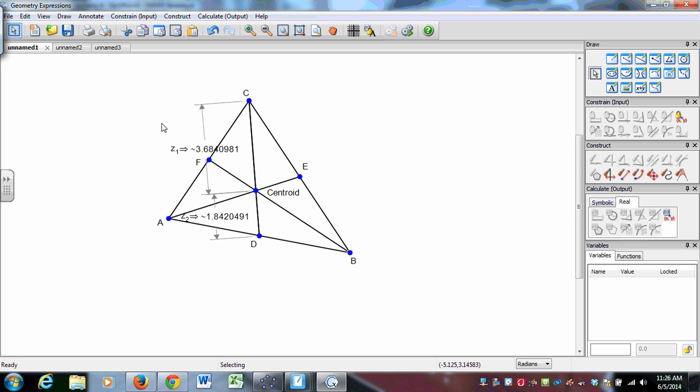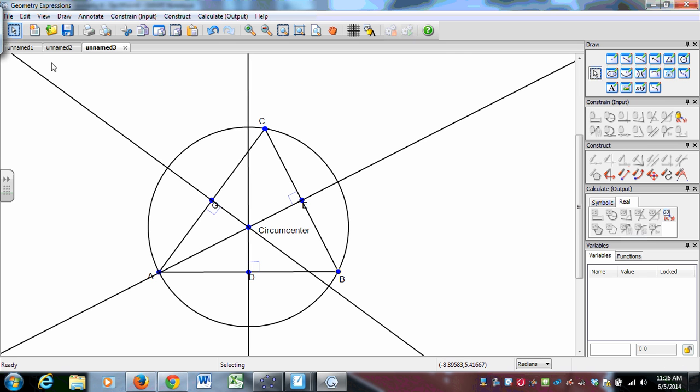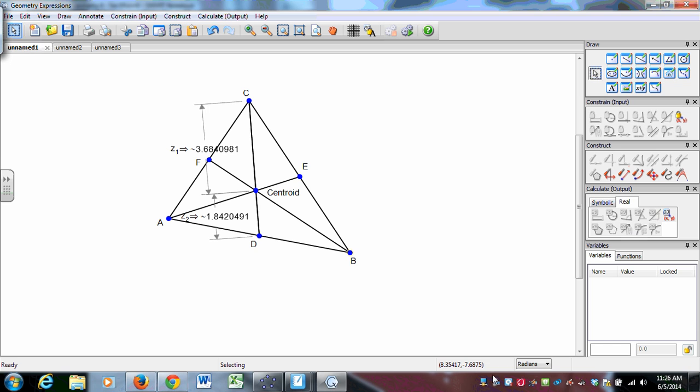So that's what I need you to know. And I need you to be somewhat familiar with this kind of software because I think I'd like to do a little bit of playing with this when we gather next time. Okay, so that's a bit on centroids and orthocenters and circumcenters, and I'll see you next time.